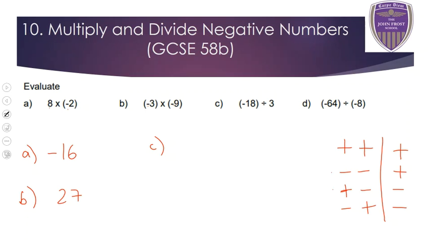Okay, so for question C, same thing. Ignore the symbols, just do the calculation first. So 18 divided by 3 is 6, then look at the symbols. This one was a minus. This one is clearly a positive because there's no symbol in front of it. So a minus and a plus together gives you a minus. And then question D, just do the calculation first. 64 divided by 8 is 8, because 8 times 8 is 64. This time, this one was a minus, this one was a minus. Two minuses make a plus. So the answer is just 8.